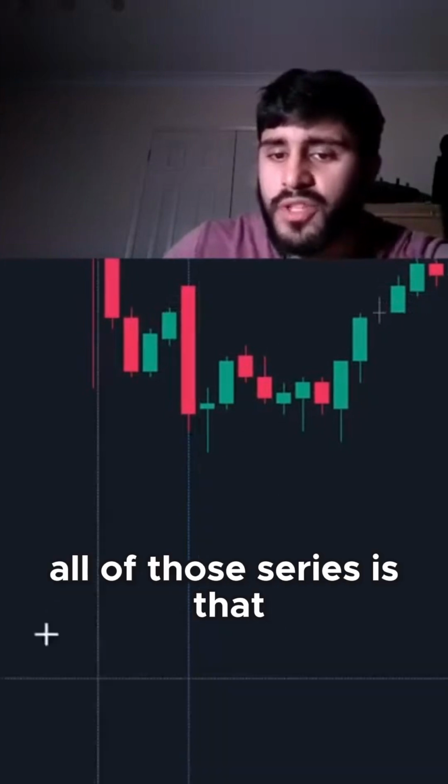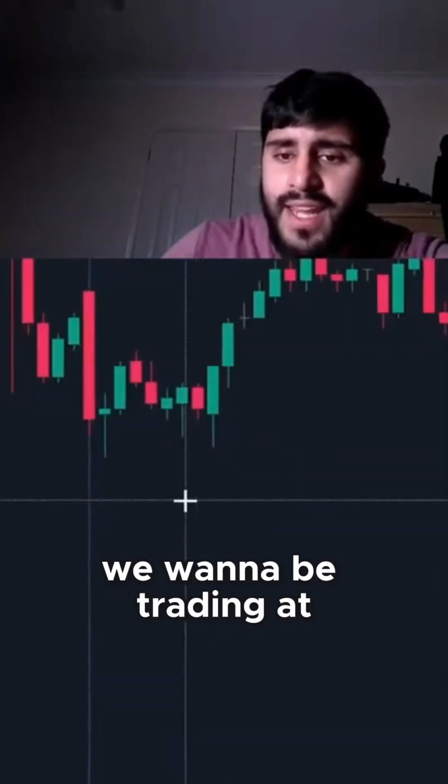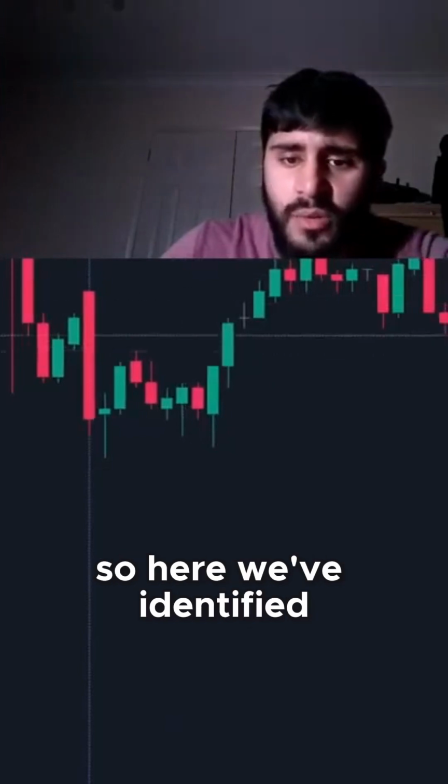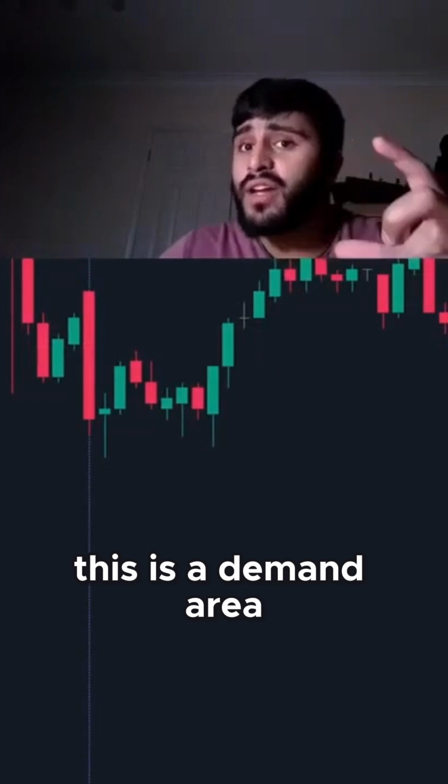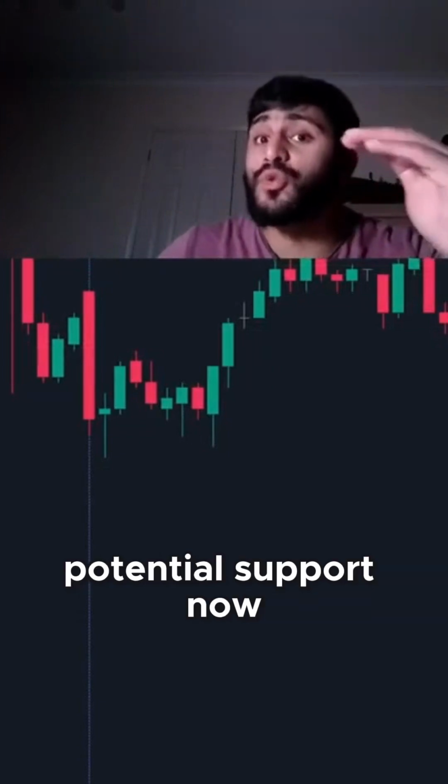well, future order flow series, is that we want to be trading at a 15-minute fair value gap. So here we've identified a key level, a 15-minute fair value gap. This is a demand area. This is an area of potential support.